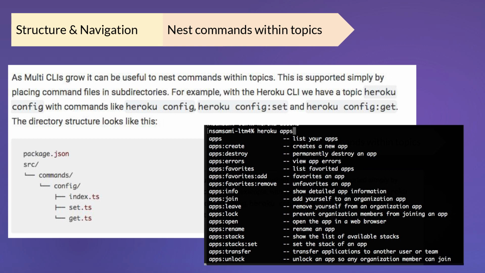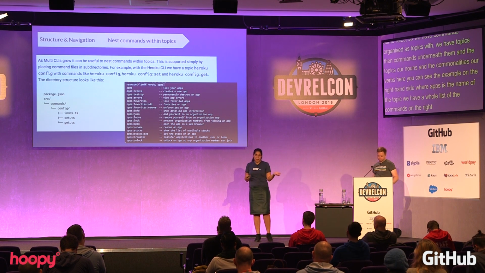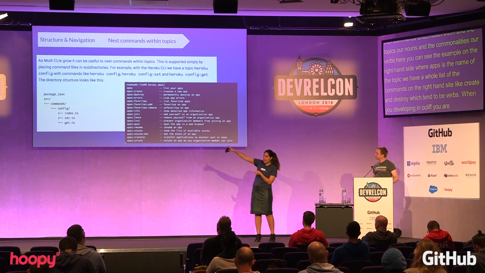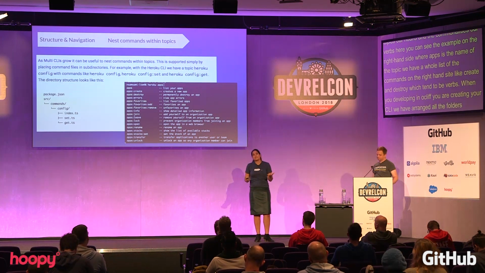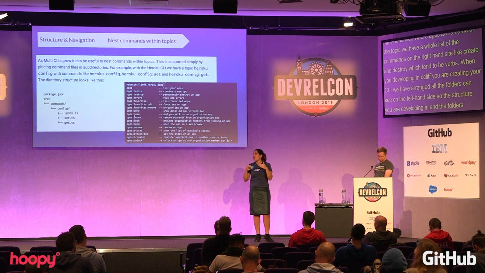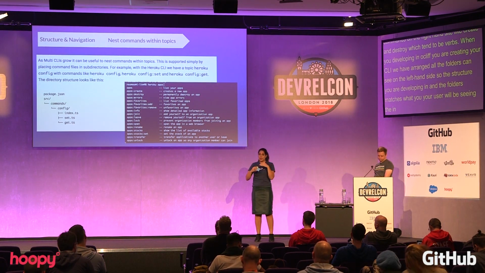So we have commands organized as topics. We have topics and then commands underneath them, and the topics are nouns and the commands are verbs. And here you can see an example on the right-hand side where apps is the name of the topic, and you have a whole list of commands on the right-hand side, like create or destroy, which tend to be verbs. And as a developer, when you're developing in OClif and you're creating your CLI, we've arranged all the folders, which you can see on the left-hand side, so that the structure you're developing in and the folders matches what your user will be seeing in terms of the commands being nested within the topics.